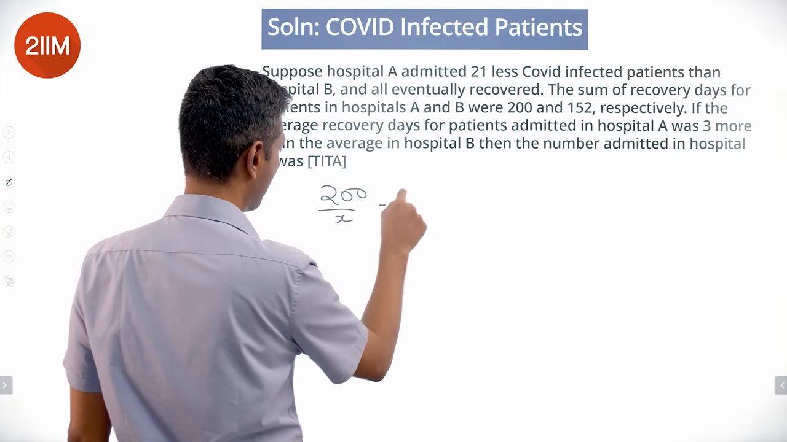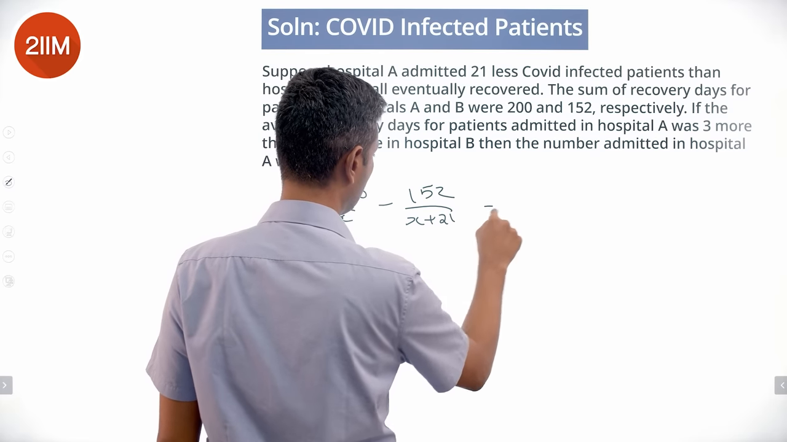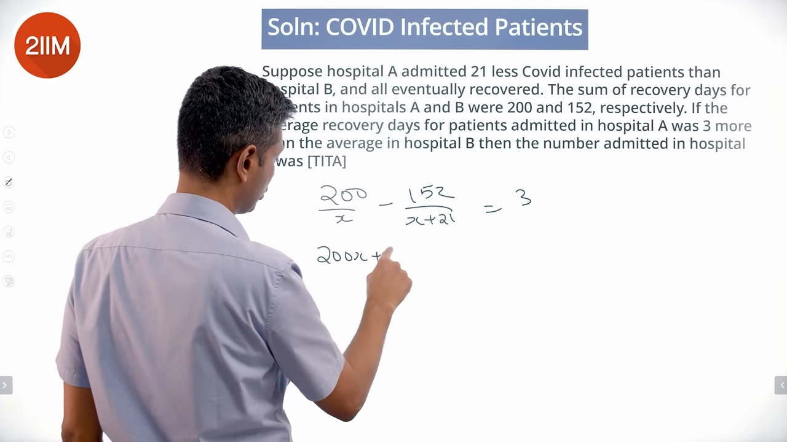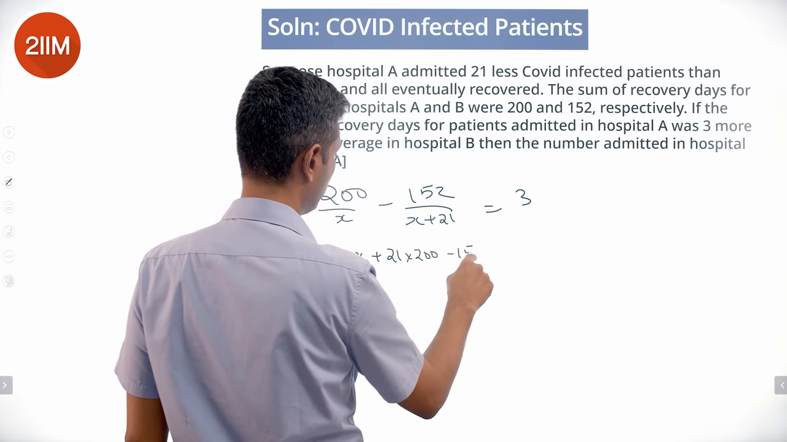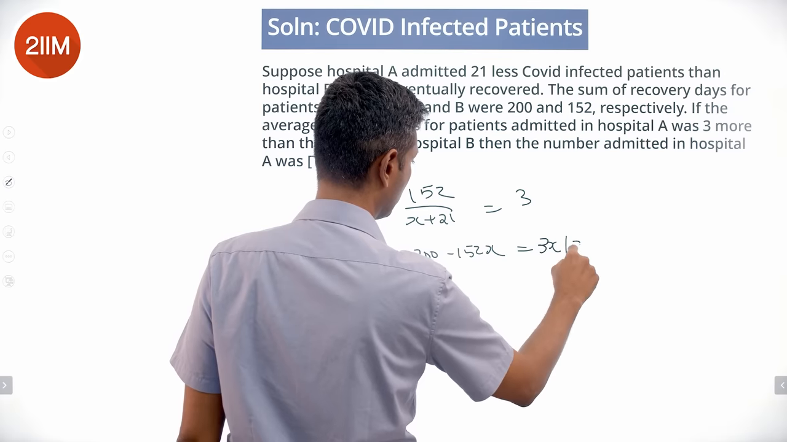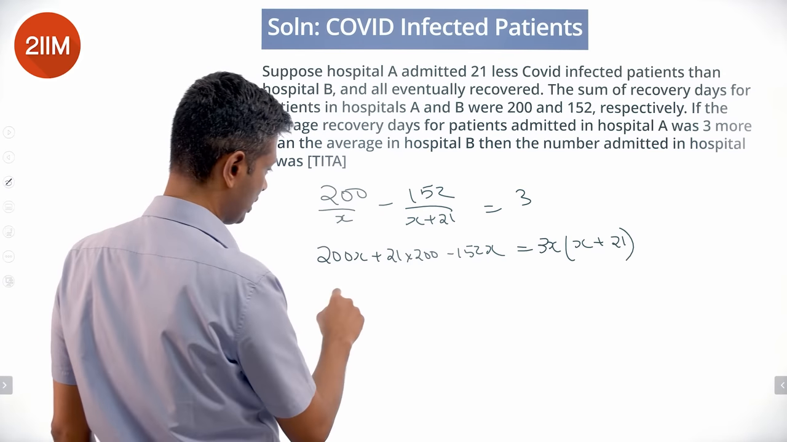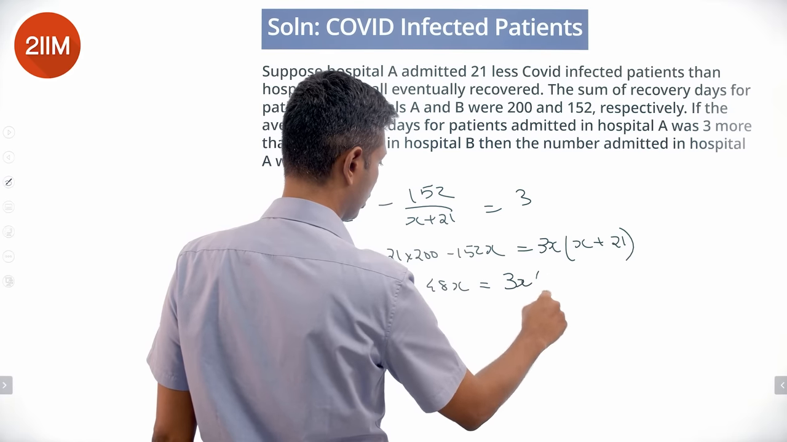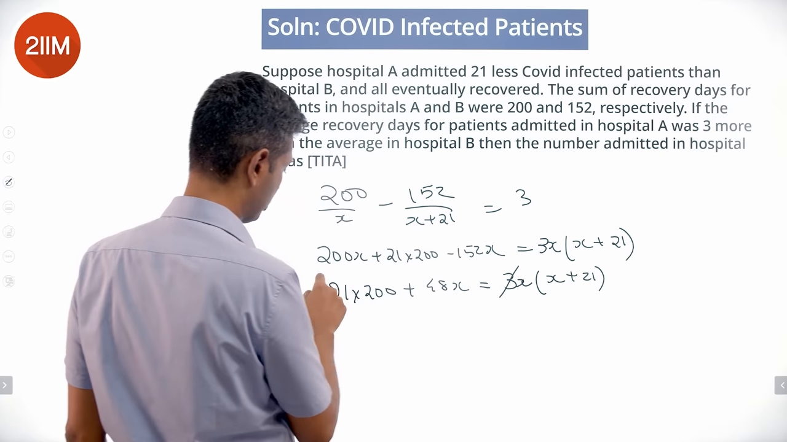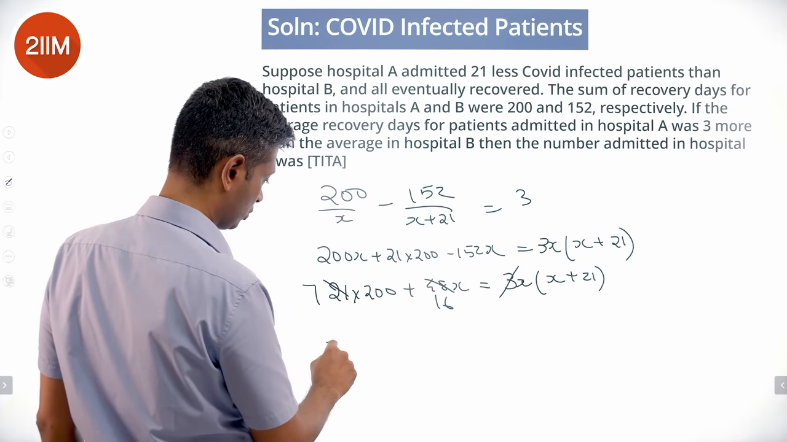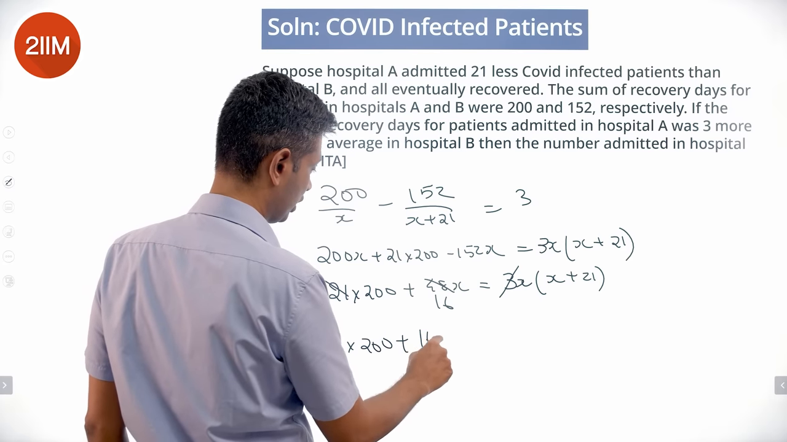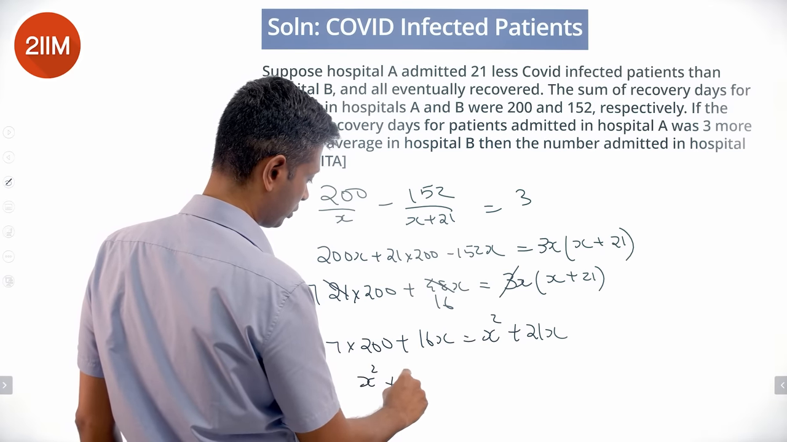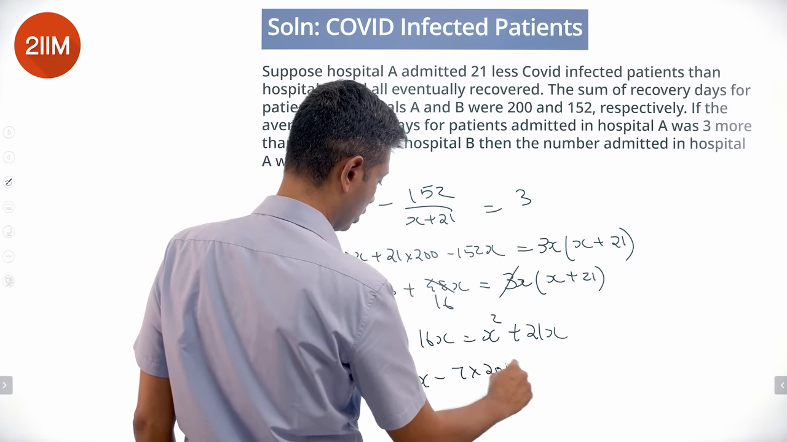200 by x minus 152 by x plus 21 equals 3. So we'll take a 200 into x plus 21, minus 152x, I'm just cross multiplying, equals 3x into x plus 21. This is 48x, 21 into 200 plus 48x equals 3x into x plus 21. You can cancel a 3, this becomes 7, this becomes 16. 7 into 200 plus 16x equals x square plus 21x. So x square plus 5x minus 7 into 200 equal to 0.